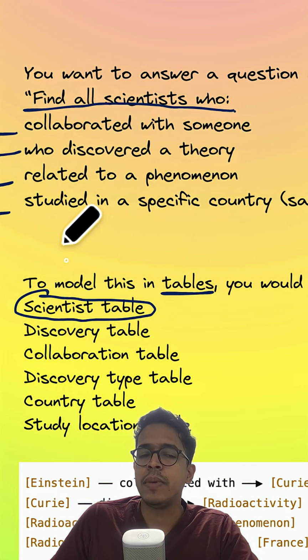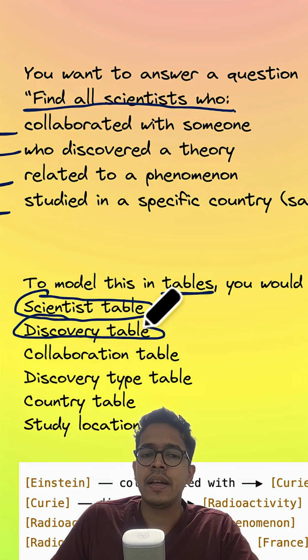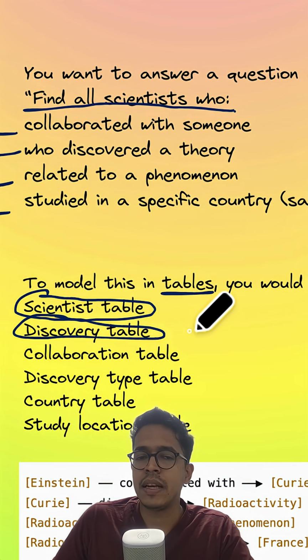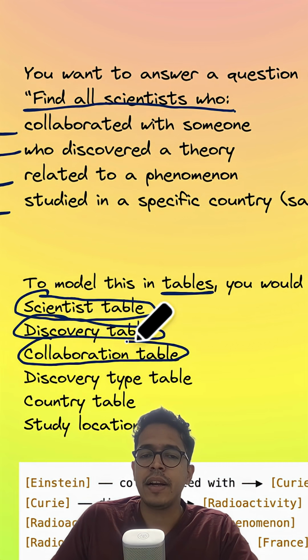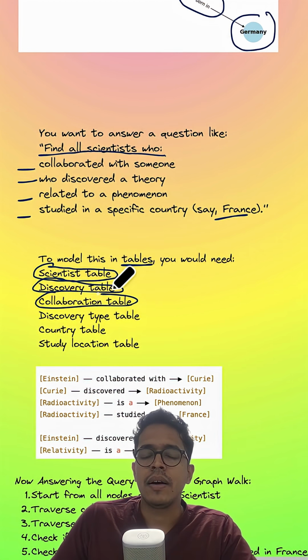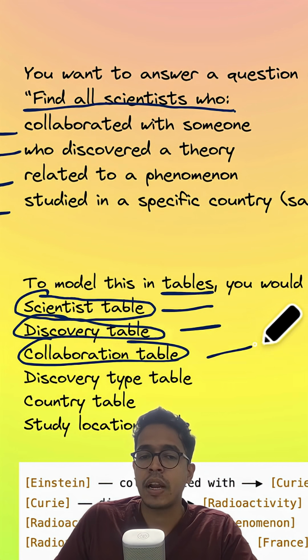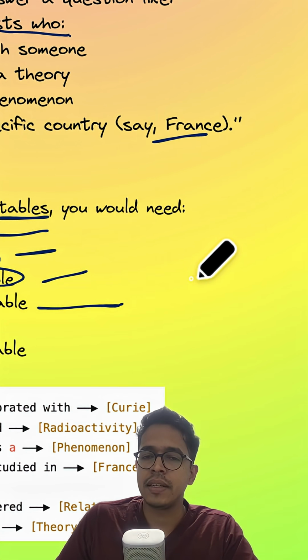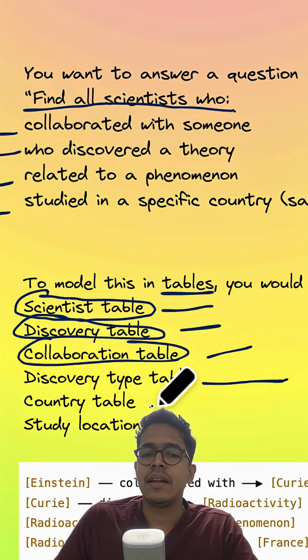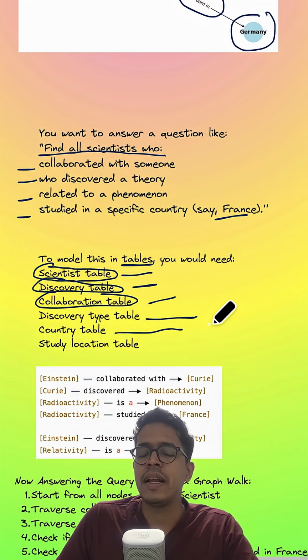Maybe the first column could be the scientist's name. The second column could be a set of multiple sub-columns with the list of discoveries. The third column could again be divided into multiple sub-columns with a set of people whom they collaborated with. And either we will need a very complex giant table, or we will need a collection of multiple tables: one for scientists, one for discoveries, one for collaborations, one for the type of discovery, whether it's a theory or something else, then a list of countries and the corresponding scientists. So we will either need multiple tables or giant complex tables.